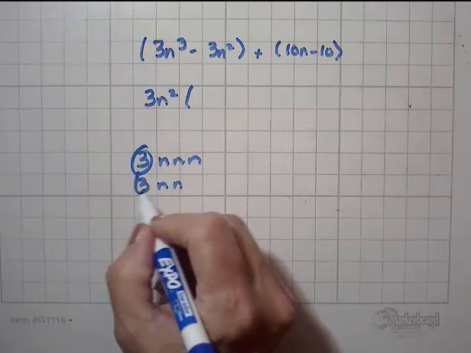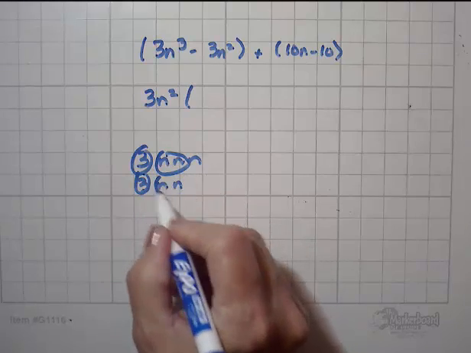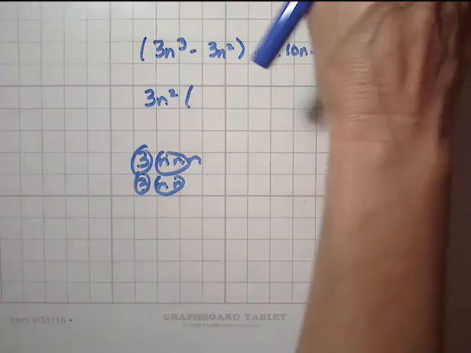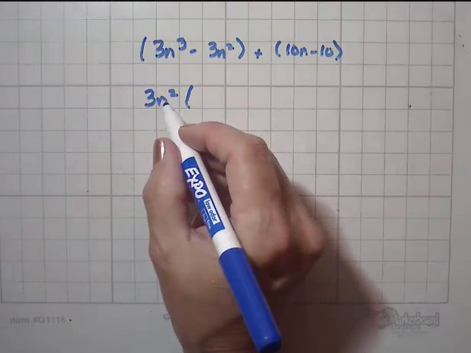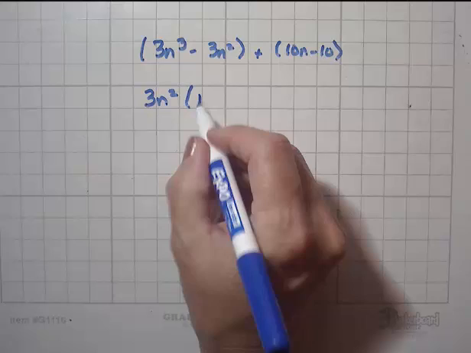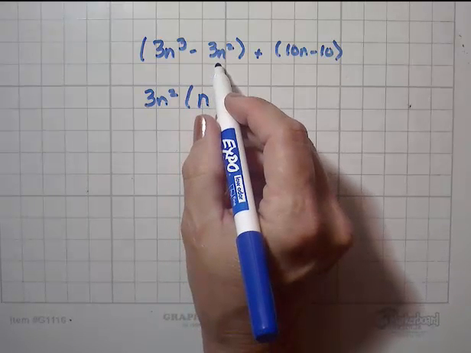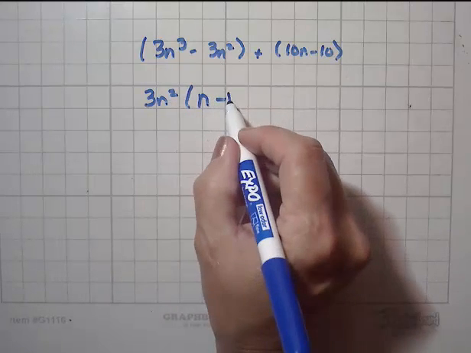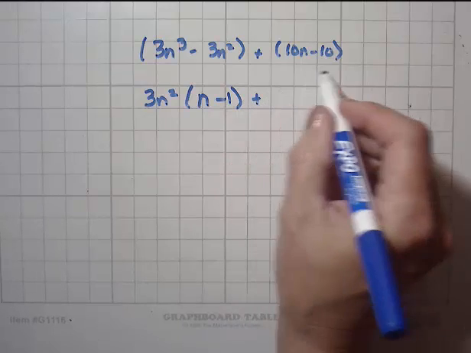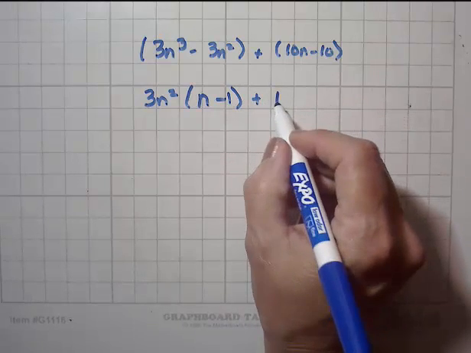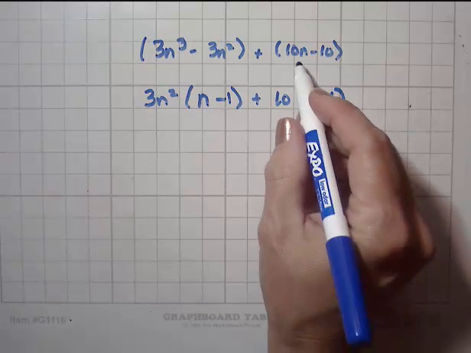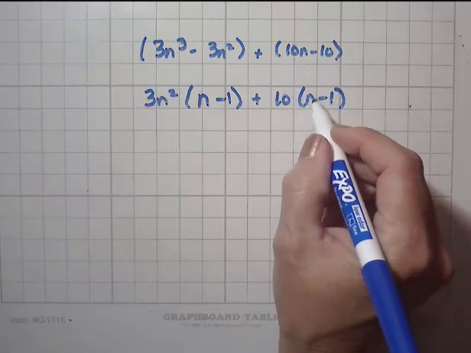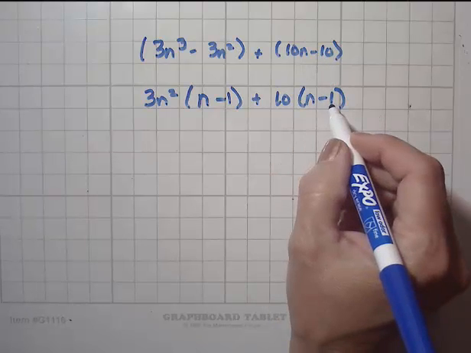In common they have a 3 and 2 n's, and so that's what I have right here, 3n squared. So 3n cubed divided by 3n squared is 1n, and 3n squared divided by 3n squared is 1. Do the same thing over here, and I see what they have in common is 10, with n minus 1 in the parentheses. 10n divided by 10 is n, negative 10 divided by 10 is negative 1.